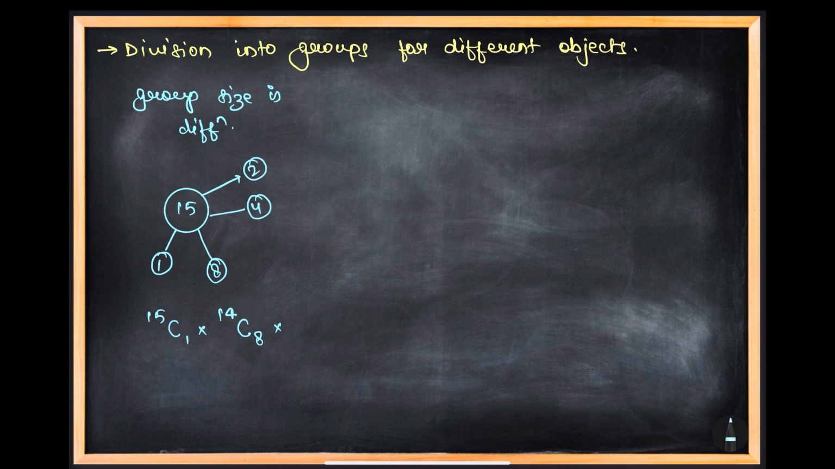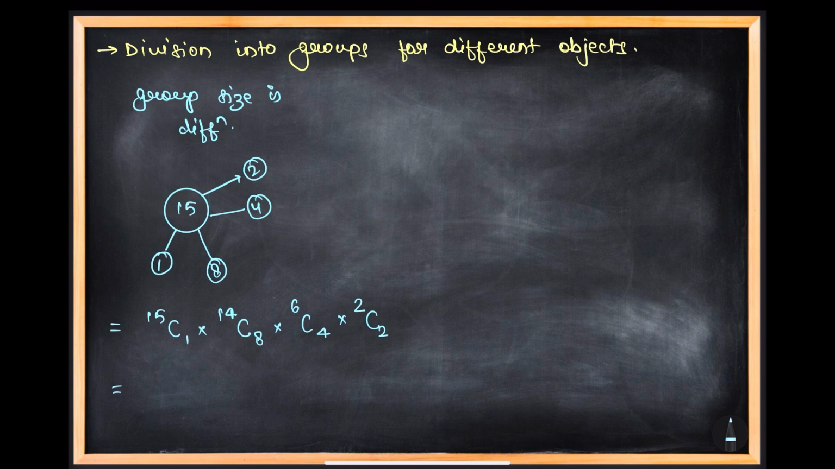Now you are left with 6 members. Out of those 6 members you have to select 4 members, 6C4. Your task is not completed, so keep on multiplying. You are left with 2 persons and you have to select 2 persons. Okay, now look at this.